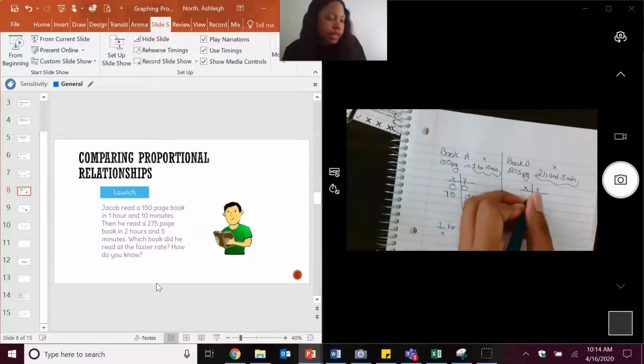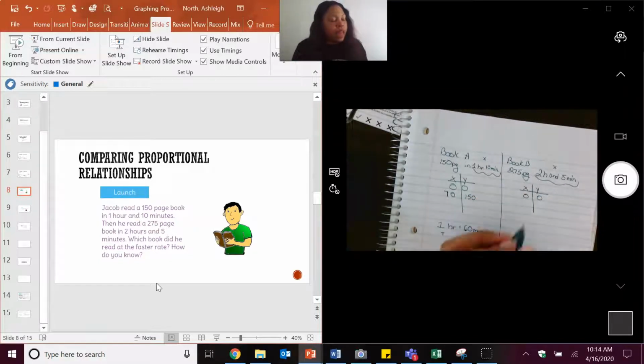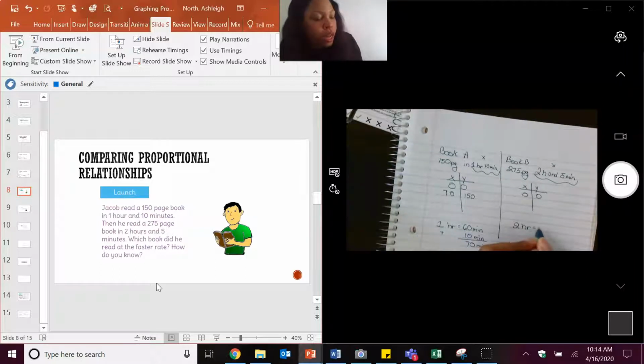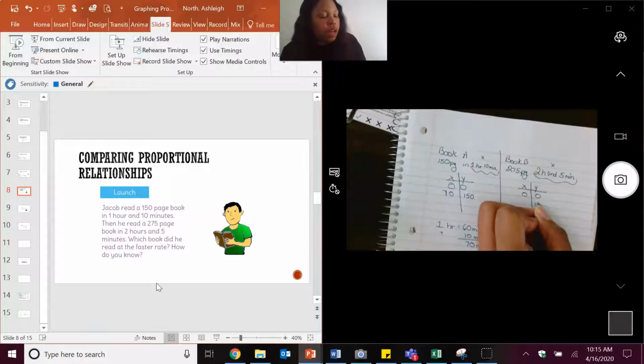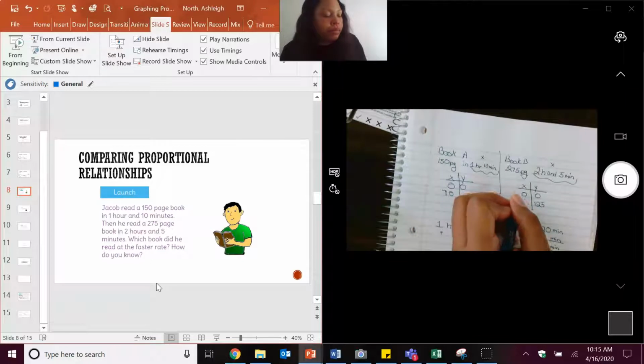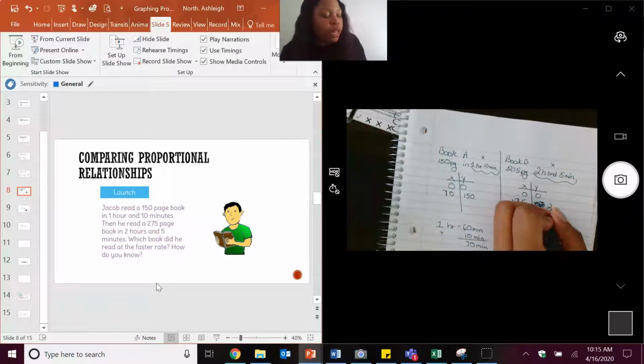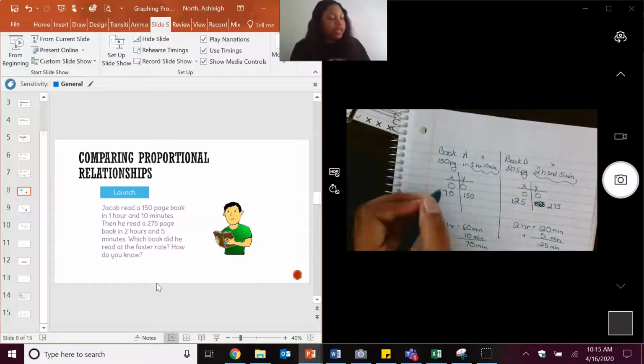No time, no pages. 0, 0. And again, I have 2 hours. So 2 hours equals 120 minutes, plus my 5 minutes additional. In all, it was 125 minutes. 125 minutes for 275 pages. So let's see, how do I get here?